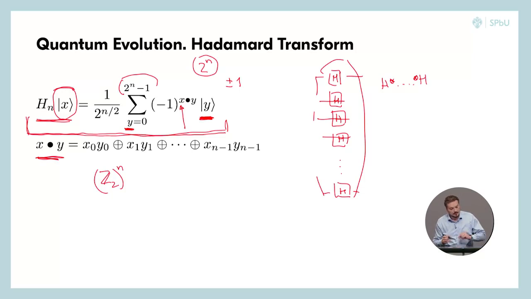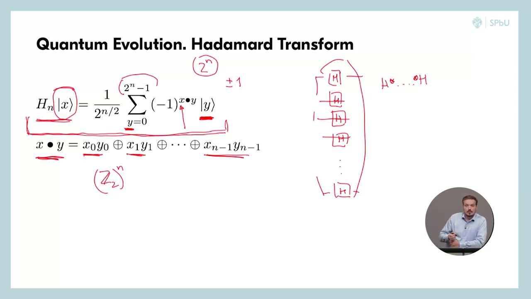So for each component we have this multiplication, and then we add up all the results of these multiplications of the bits modulo 2.